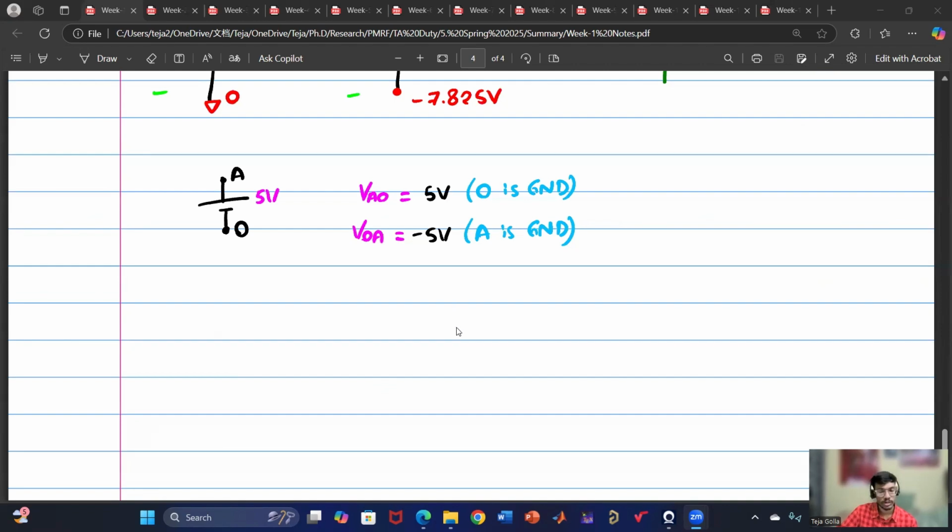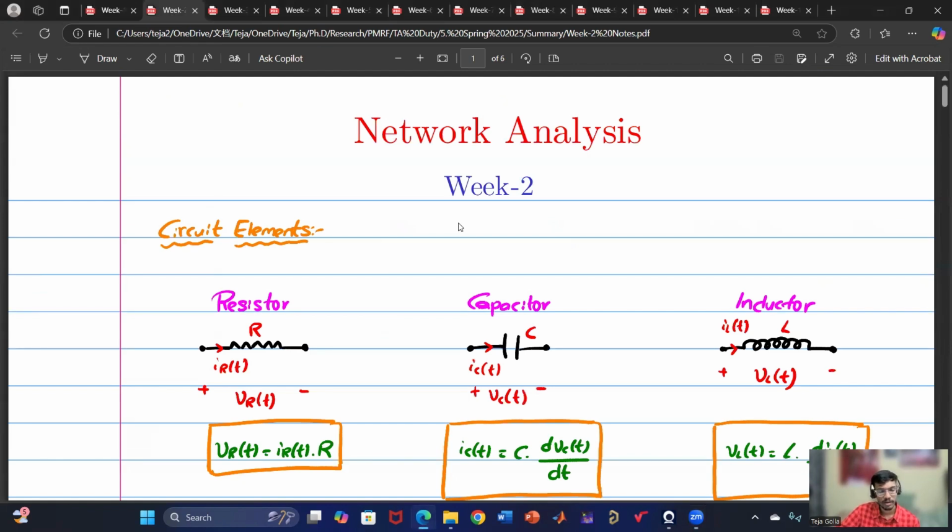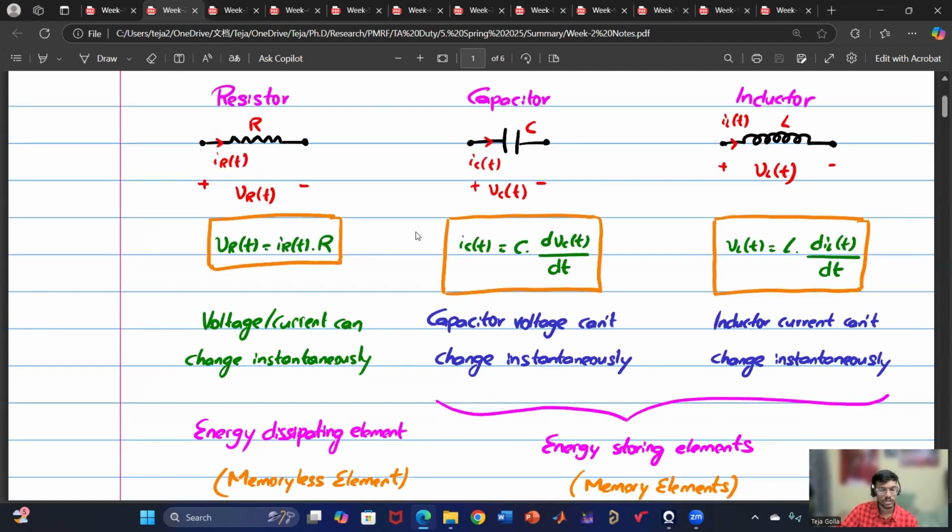After that, we have discussed a deeper look into energy storing elements, which are the inductor as well as capacitors. Here we have discussed the circuit elements, mainly resistor, capacitor, inductor. And we have seen the voltage current relationship for the resistor, capacitor, as well as inductor. In the case of a resistor, voltage and current can change instantaneously, whereas for capacitor and inductor there are some restrictions. Capacitor voltage cannot change instantaneously, because in that case the current will be infinite. Similarly, inductor current cannot change instantaneously because in that case voltage will be infinite.